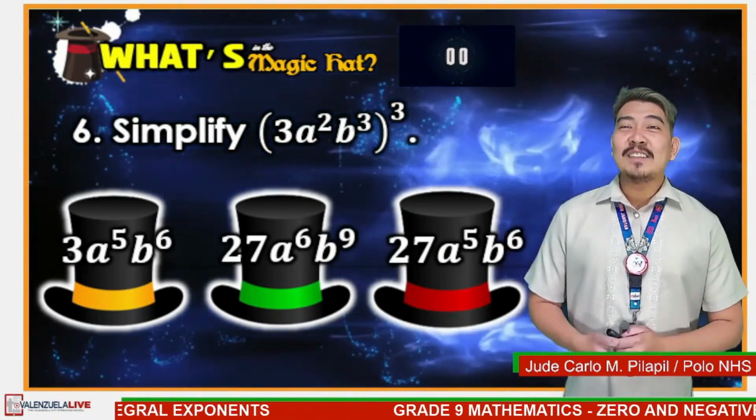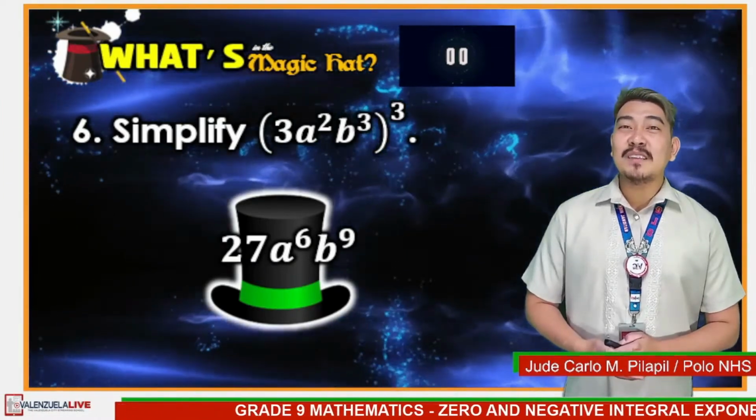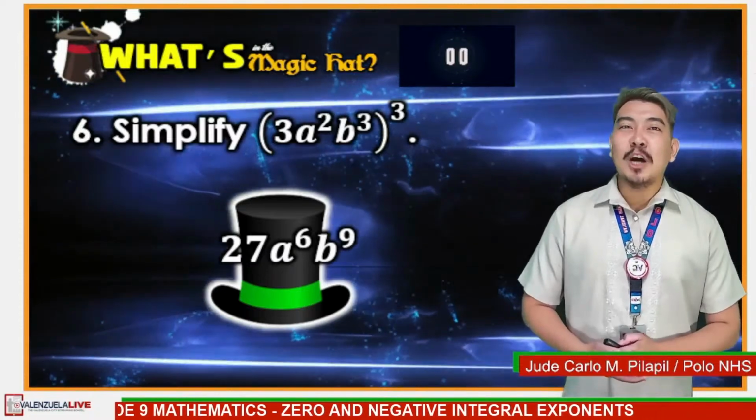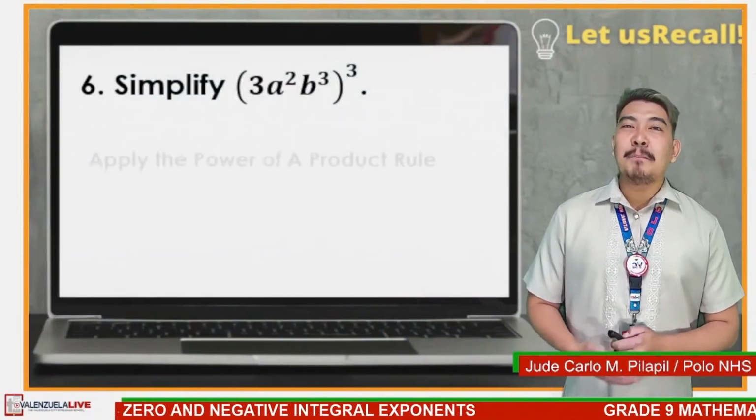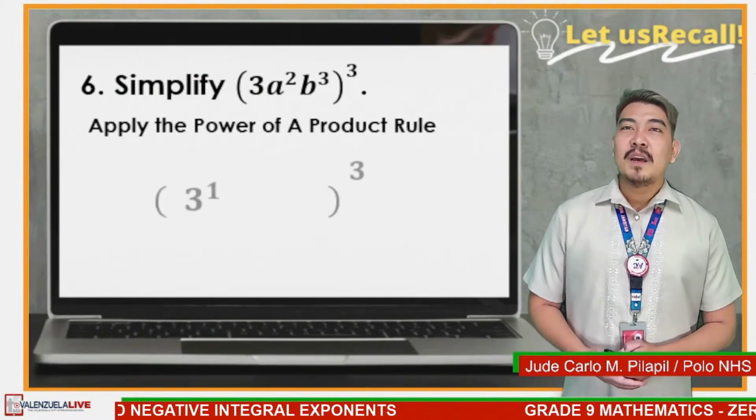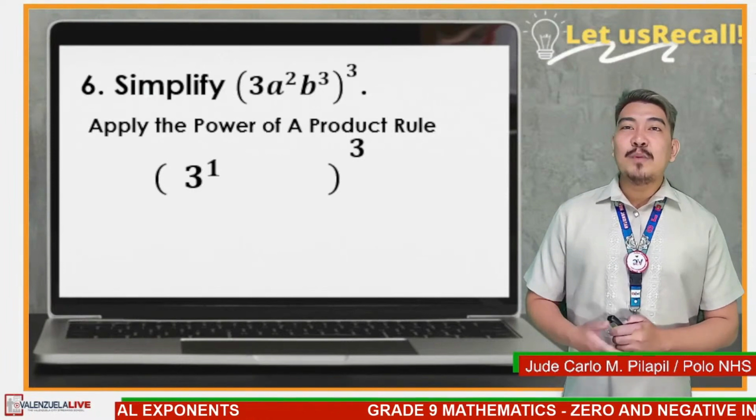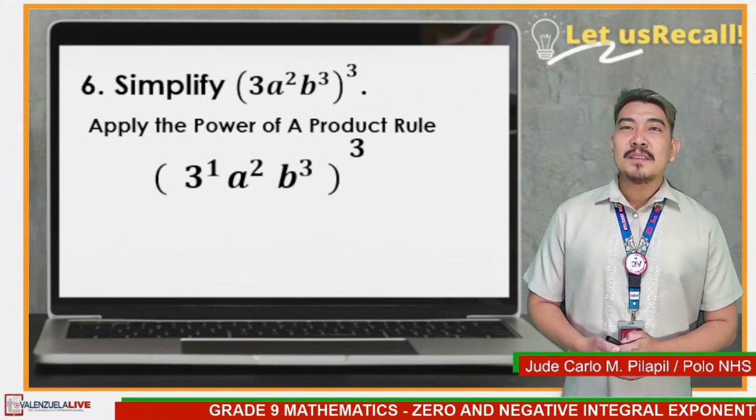The correct answer is in the green hat, 27a raised to 6, b raised to 9. It seems that you are remembering the topic well. We can simplify this by applying the power of a product rule. We can rewrite the expression as the cube of 3 raised to 1, a squared, b cubed.